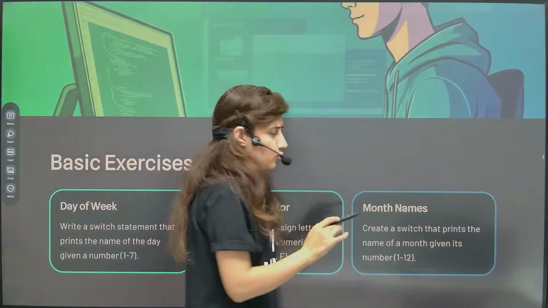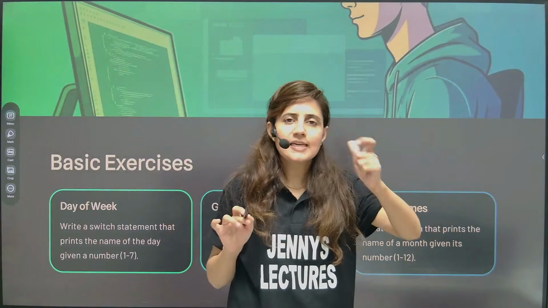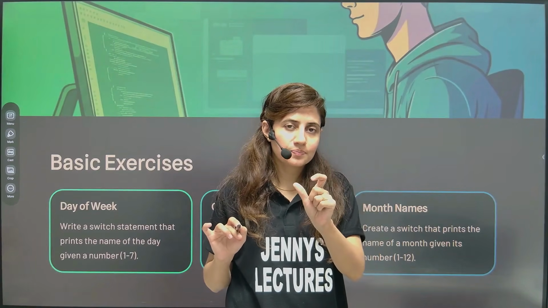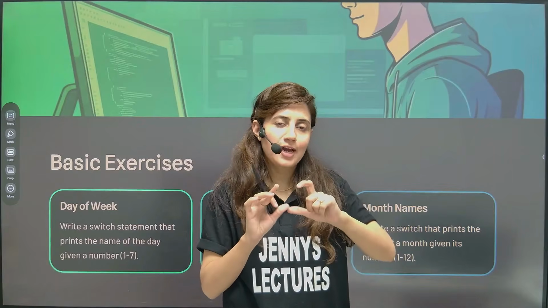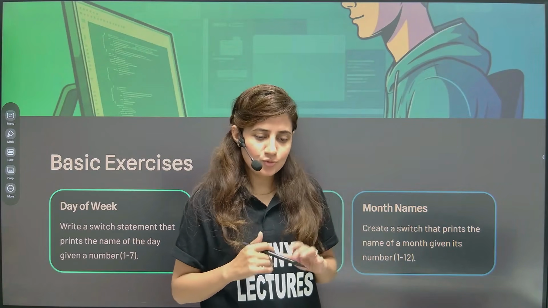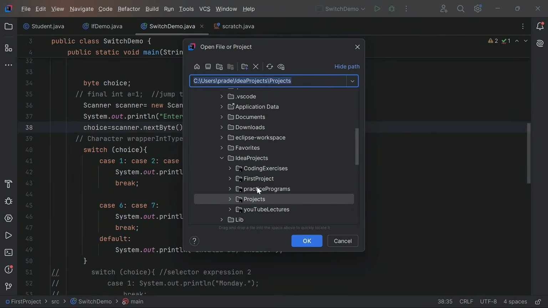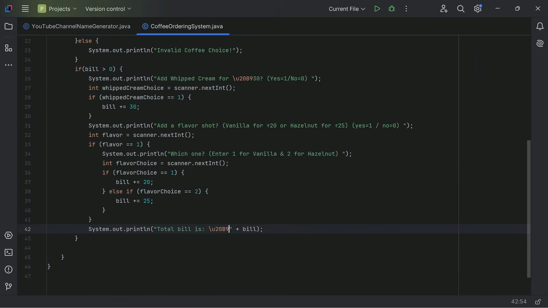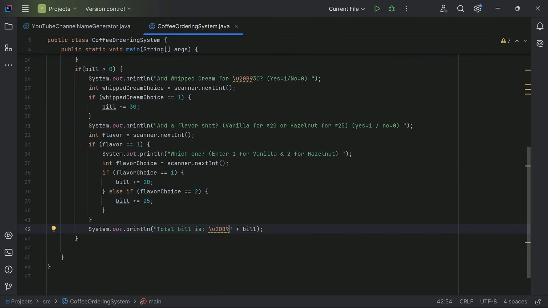Now, let me just show you one thing more. In the previous lecture, we have seen one project, that coffee ordering system. Let's modify that with switch rather than else if. Let's do this. So let's open our project. No, it's not. It was not in project, I guess. Sorry, it was in project only. So let's open the new window, and this is the coffee ordering system.